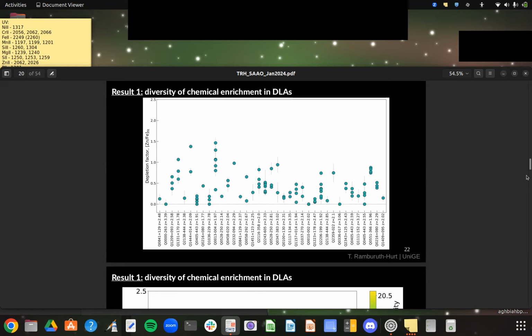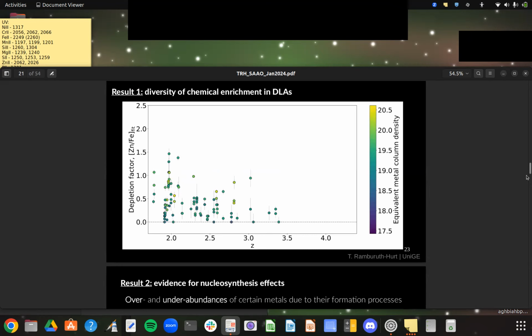So we also looked at the depletion factor with respect to redshift. And what's interesting about this plot is that even at low redshift, at redshift around 2, we see these gas systems with very low depletion, 0 depletion. And this is interesting because it could mean that we are probing more the pristine or the metal poor circumgalactic medium instead of the metal enriched ISM.